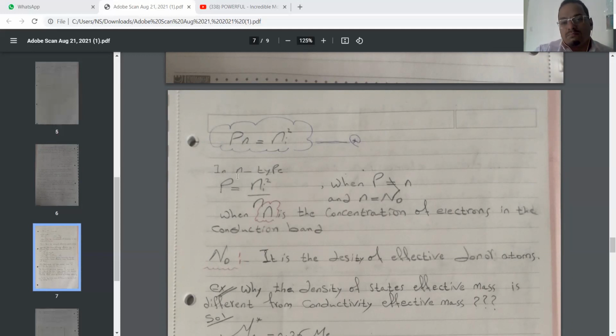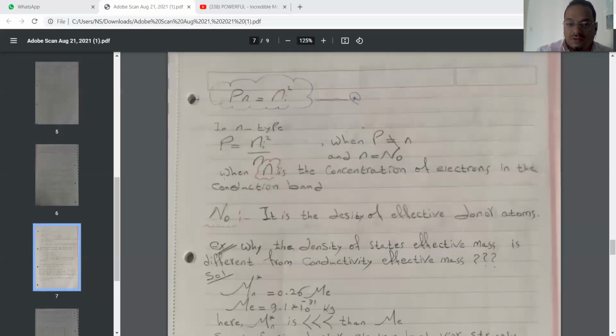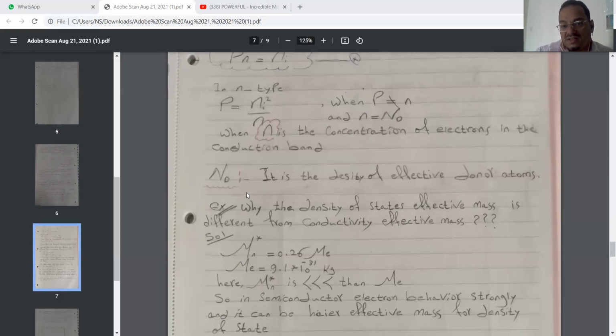Okay, since the concentration of electrons equals ND, that means the concentration of holes will equal the square of the intrinsic concentration divided by the concentration of electrons, or we can say divided by the density of effective donor atoms, ND. That means it is the density of effective donor atoms.